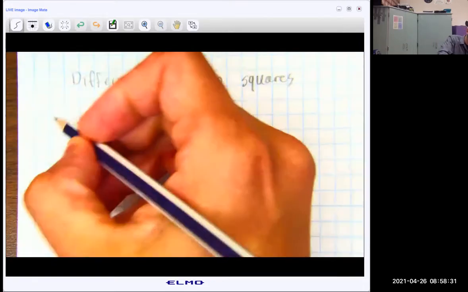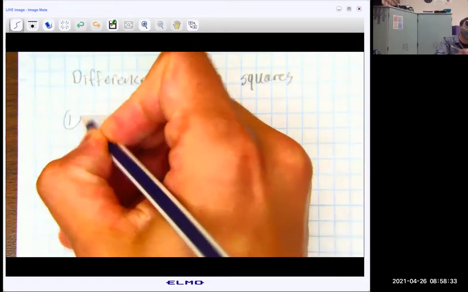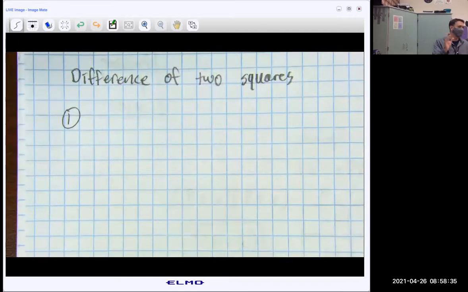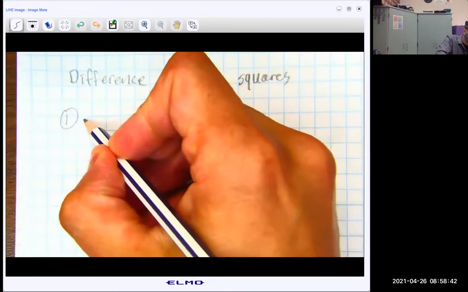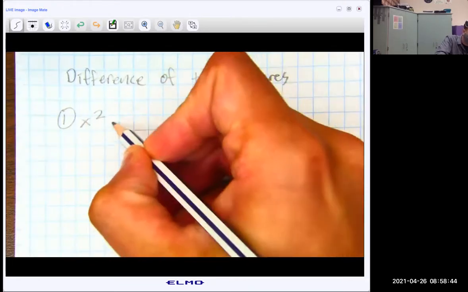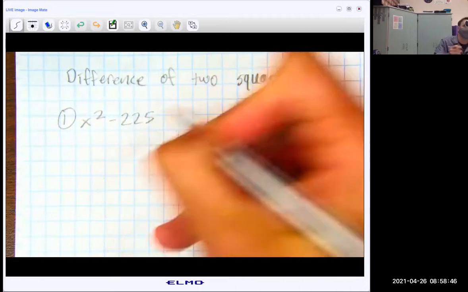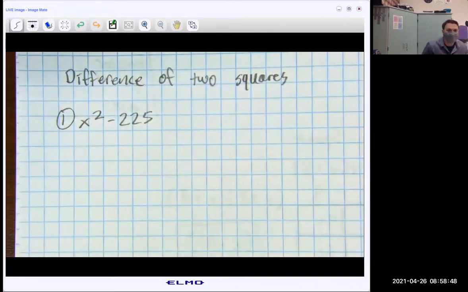And we're going to renumber. We're going to start numbering at 1 again because these are still special cases, but they're very different than what we just did. So let's say we had this polynomial, x squared minus 225. Notice it's missing that middle term. It's like a really short polynomial. It's missing the b. It's missing the x's. It just has an x squared.